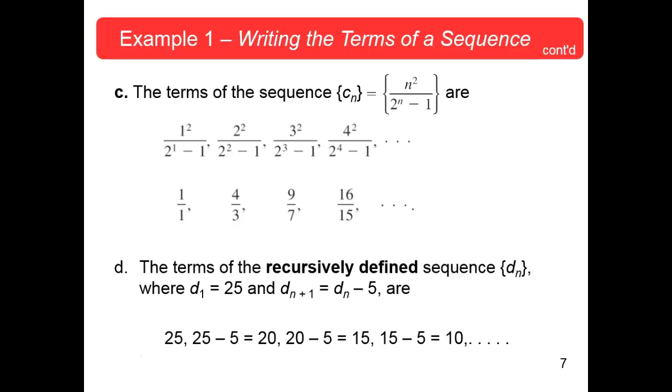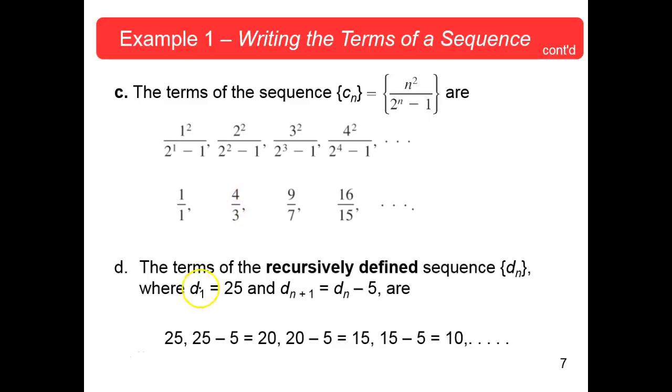These terms are of the recursively defined sequence D sub n. Notice the earlier ones only depended on n. Okay? The recursively defined sequence depends on not just what n is, but what the previous value was. And this is the sequence here. It's not quite written the same way the others were, so let's give a few terms there.